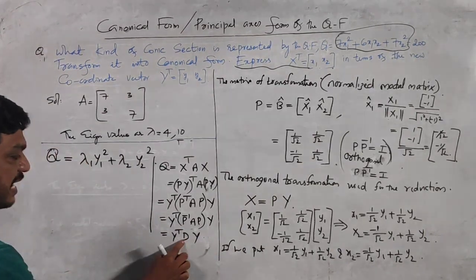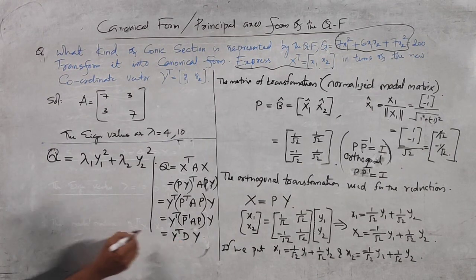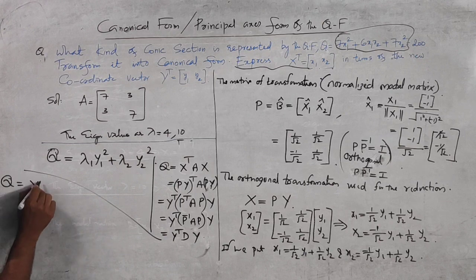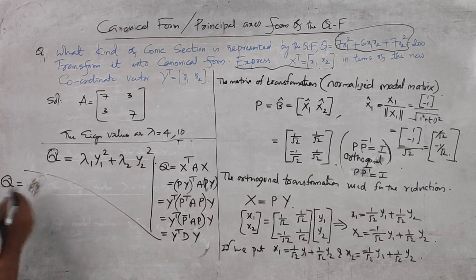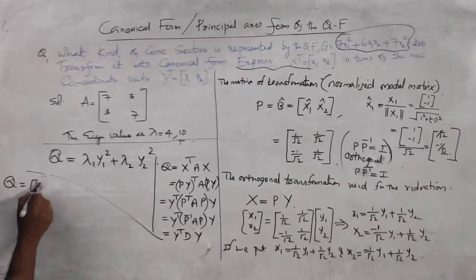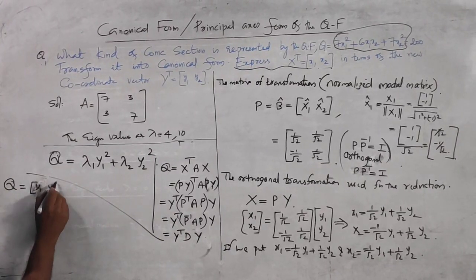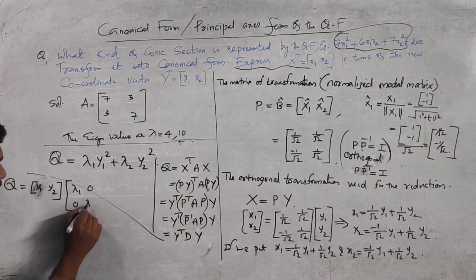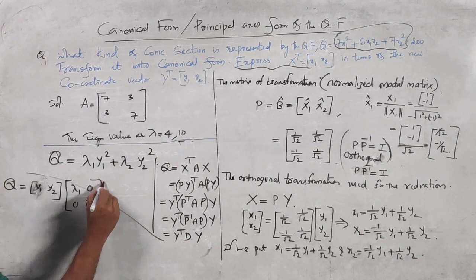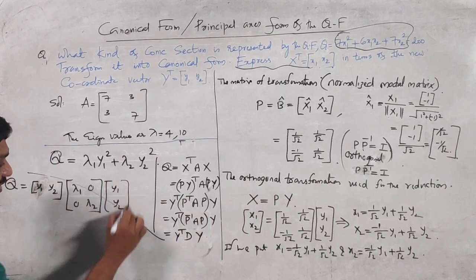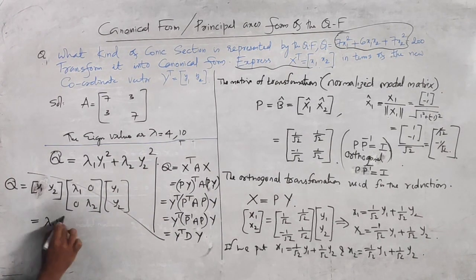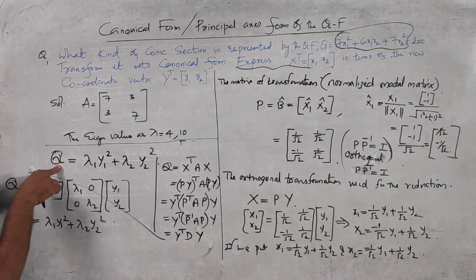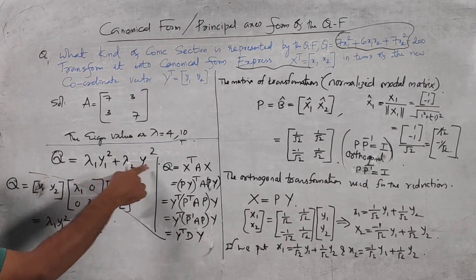Okay. So what is D? This Q is equal to Y transpose, just like y1, y2. D is lambda 1, 0, 0, lambda 2, because that's a diagonal matrix D. Here is y1, y2. What happened here? Every time it is lambda 1 y1 square plus lambda 2 y2 square. That's why I'll directly write this q as lambda 1 y1 square plus lambda 2 y2 square.